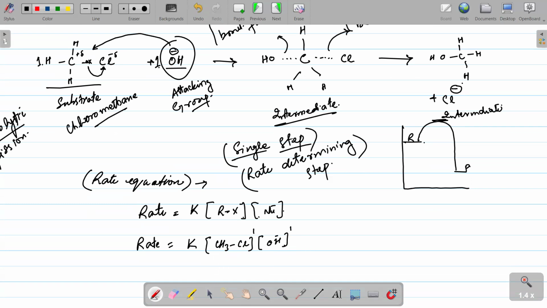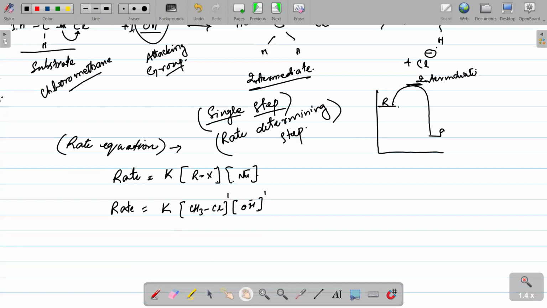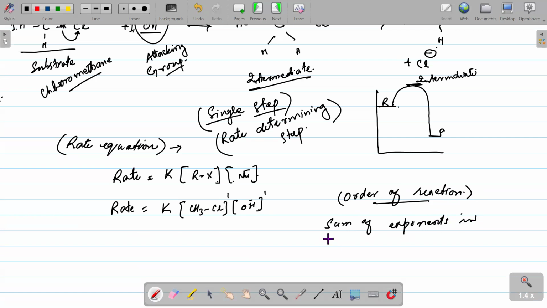Now here is one new concept, which is called order of reaction. What is order of reaction? Order of reaction is the sum of the exponents in the rate equation. So in this case, these are the exponents.